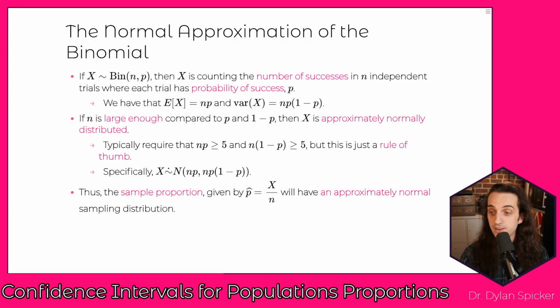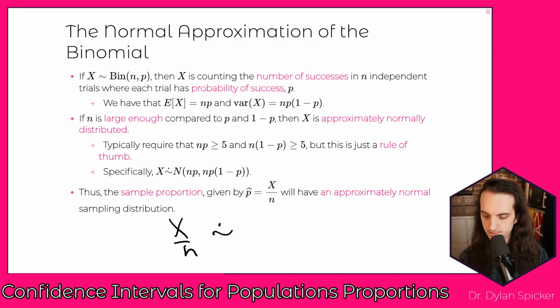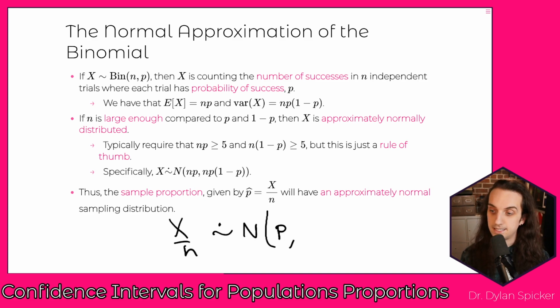And X divided by n is going to have an approximately normal sampling distribution, because the normal, anytime we multiply it by a constant, remains normal. And so specifically, X over n is going to be approximately normally distributed. The mean gets multiplied by 1 over n, so that's going to have p as the mean, because n times p divided by n is equal to p.